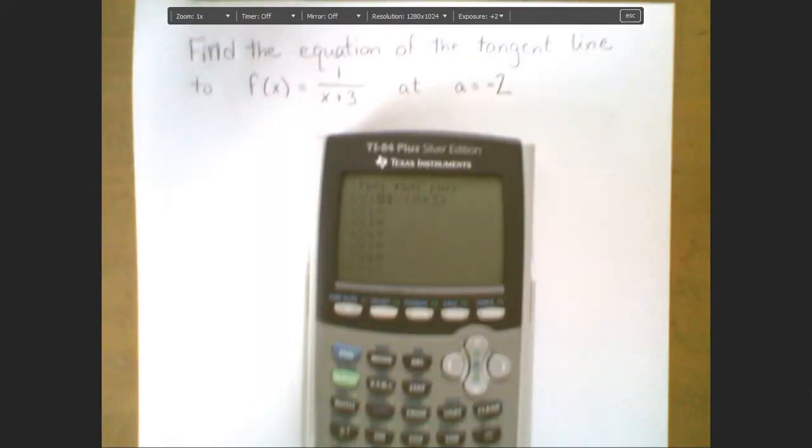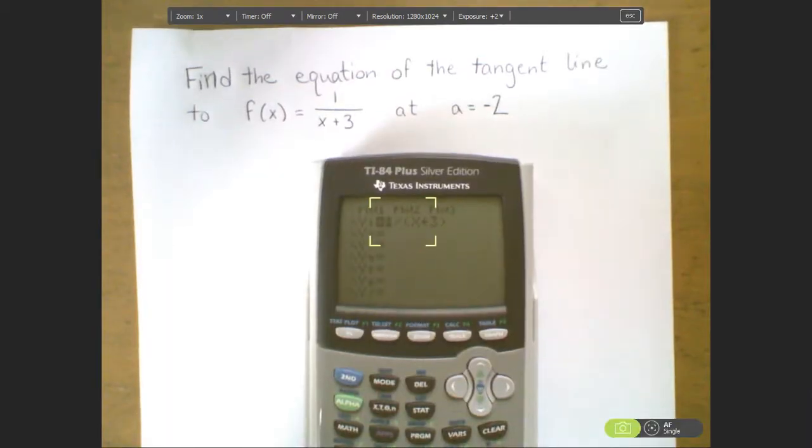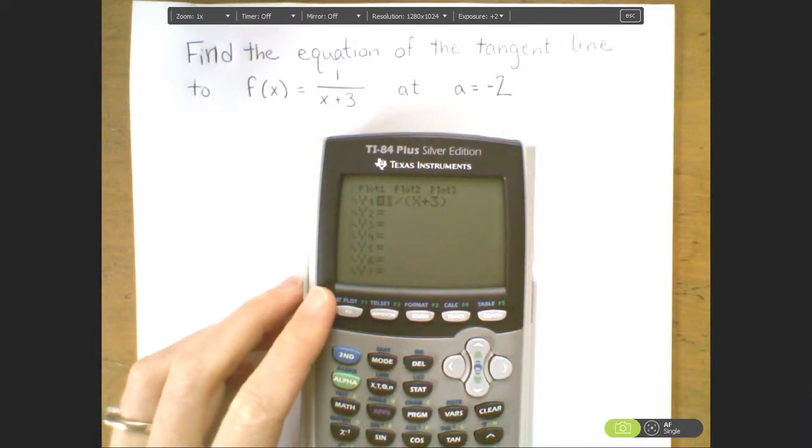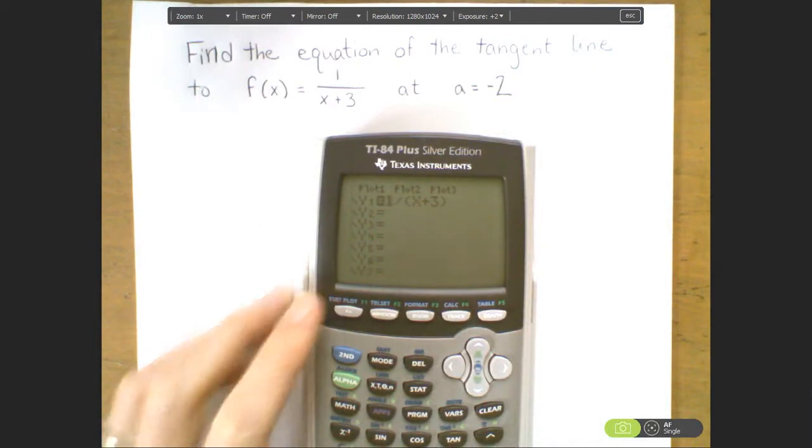and let's see if I can focus in on this a little better. I guess that's better. So this is 1 over x plus 3.